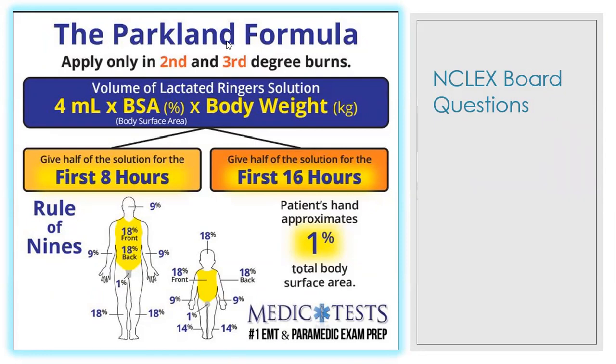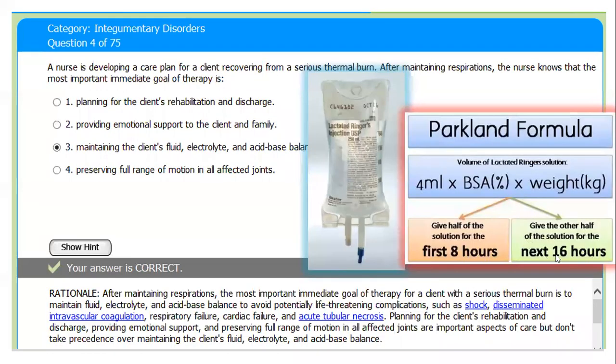Let me read it. The Parkland formula applies only to second and third degree burns. According to the formula, the volume of lactated Ringer's solution is 4 ml times body surface area in percentage times body weight of the person in kilograms. Give half of the solution in the first 8 hours and the other half over the next 16 hours.